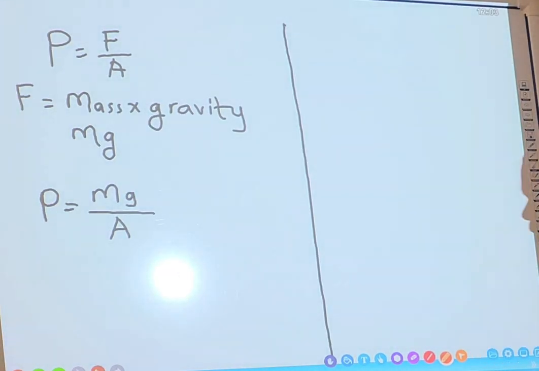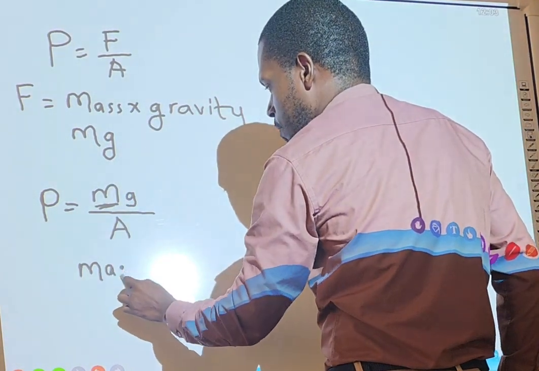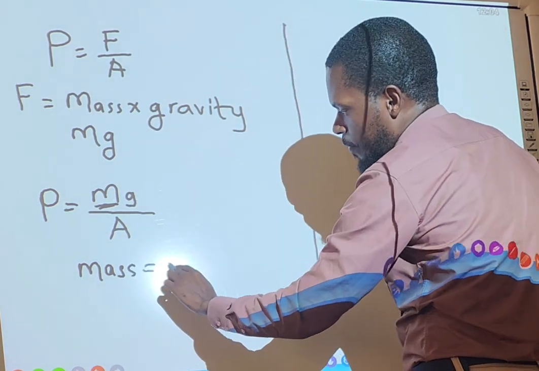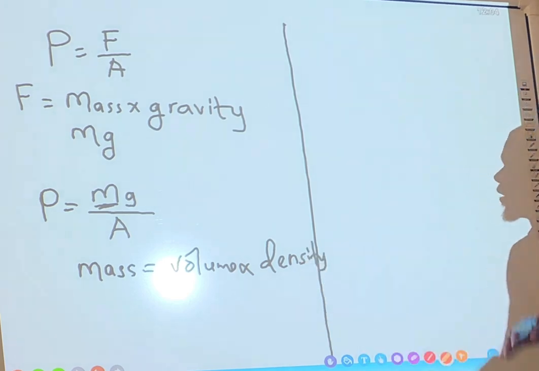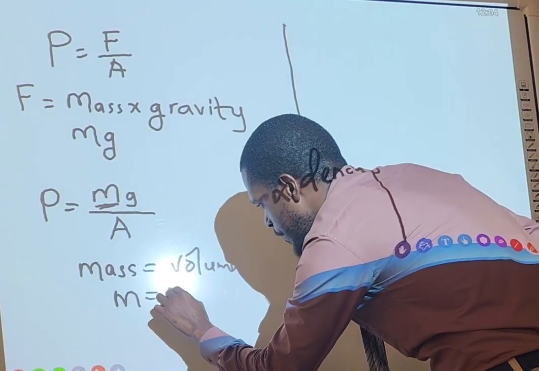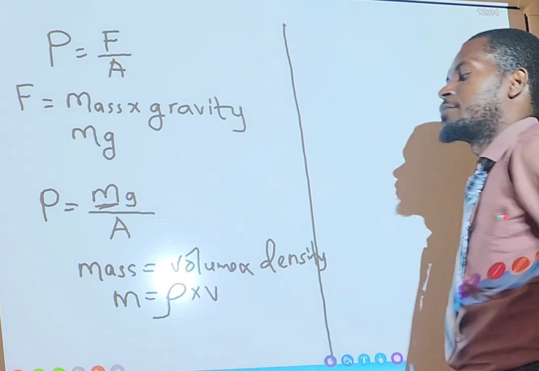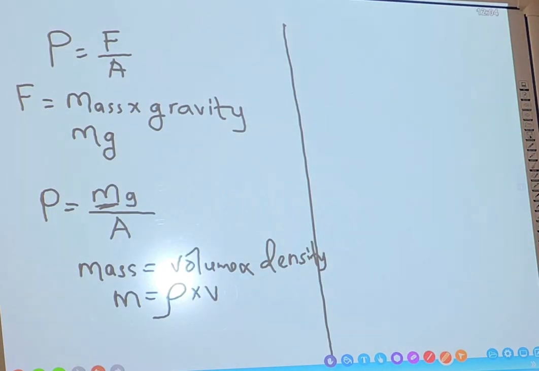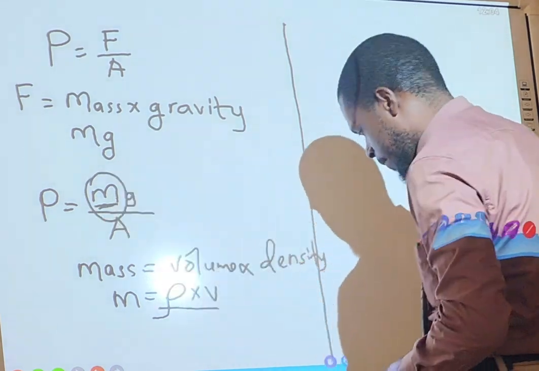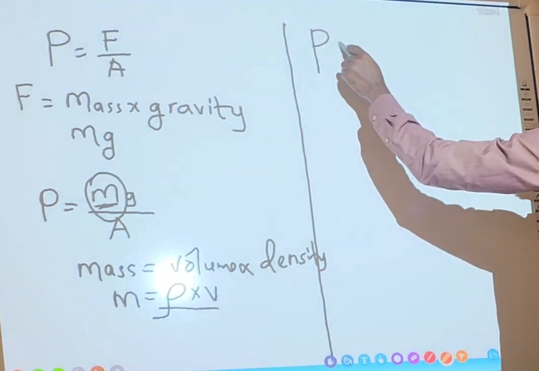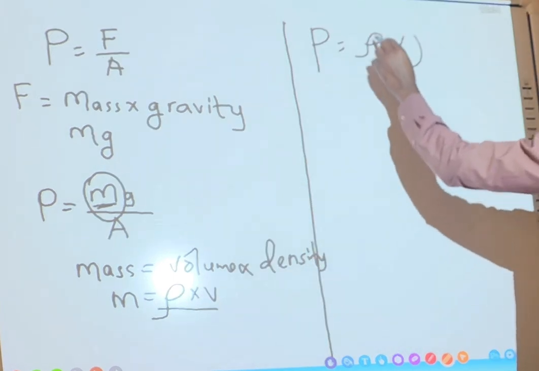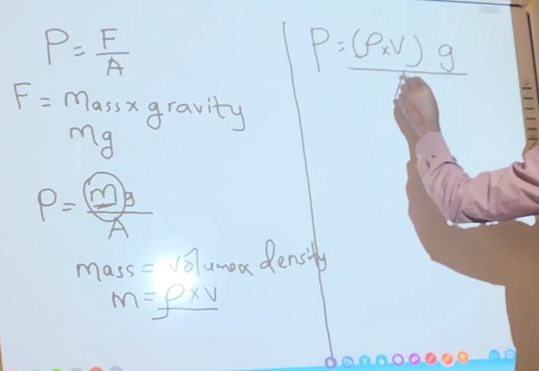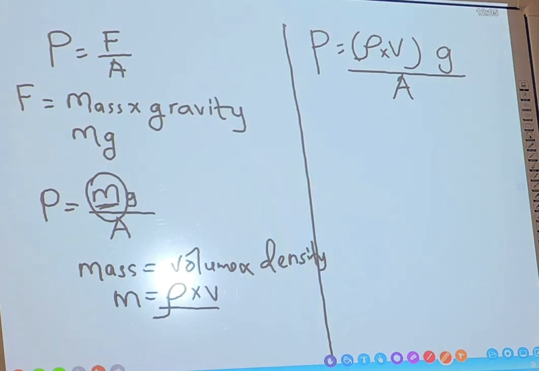Let us move on and see what this m is. m is mass. There is another formula that relates mass, density, and volume. Mass is given by volume times density. In short, m is equal to volume times density. This is density, rho, and this is volume, V. We take rho and V and substitute where there is m. So P is equal to m times g, but our m right now is rho V. So you write rho V times g, and outside there is over A.